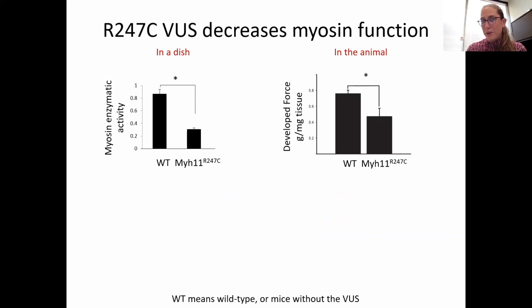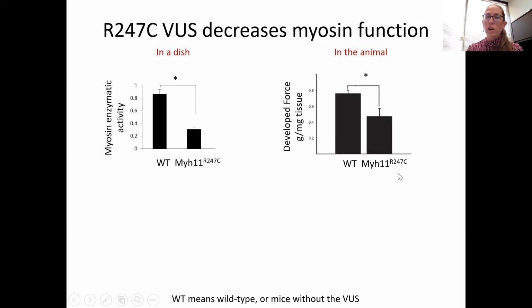This detail is perhaps not important to understanding this story, but the particular amino acid change is arginine 247 to cysteine. So where you see R247C, that's me talking about the VUS. And WT is wild type mice, or mice that don't have the VUS. So the first thing we thought was, if we have a mutation in myosin, it probably affects the contractile function that I talked about at the beginning. The first thing we did over here on the left is look at myosin just by itself in a dish. This is not inside a cell or inside a tissue, but it's just myosin on its own. And we looked at how effectively it could do this motor function. And we found that the VUS significantly decreased that function.